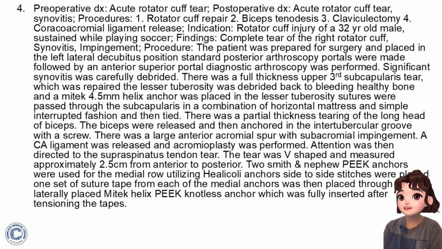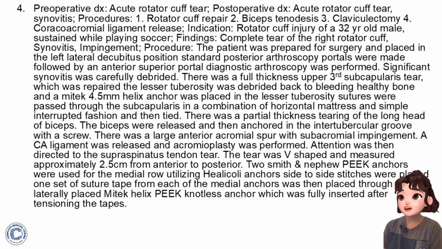Now, significant synovitis was carefully debrided. There was a full thickness upper third subscapularis tear, which was repaired. The lesser tuberosity was debrided back to bleeding healthy bone, and a Mitek 4.5 mm helix anchor was placed in the lesser tuberosity. Sutures were passed through the subscapularis in a combination of horizontal mattress and simple interrupted fashion and then tied. All these are the history of the procedure, how the procedure is being carried out.